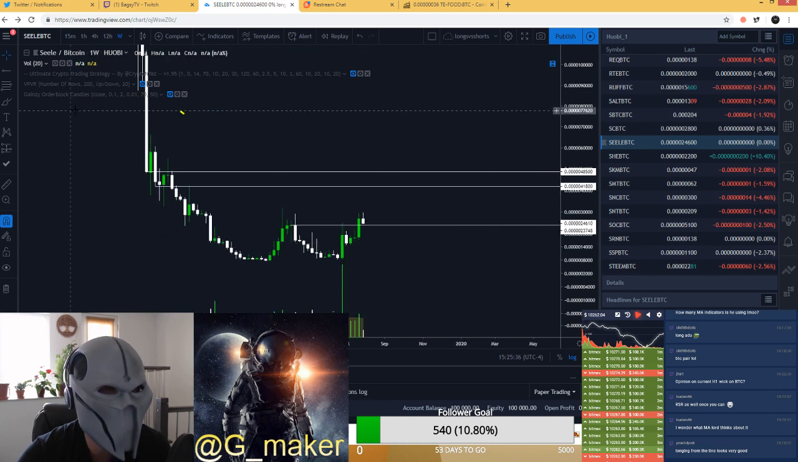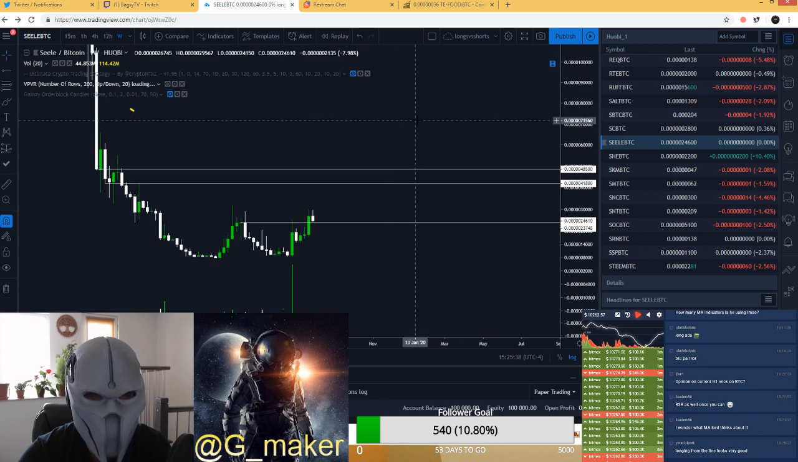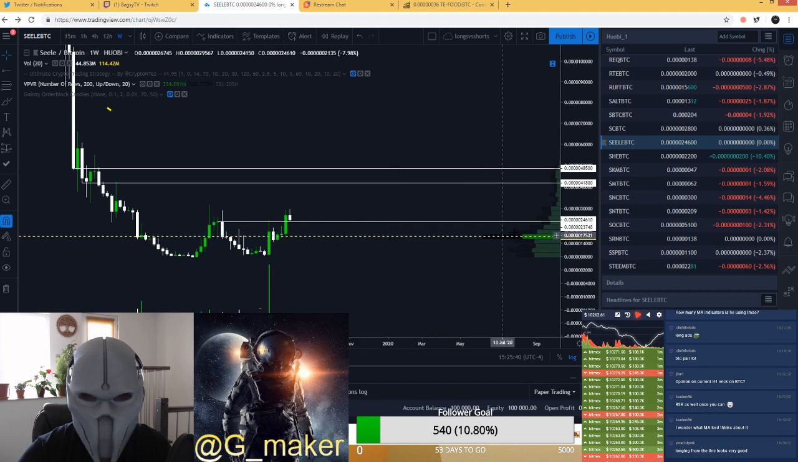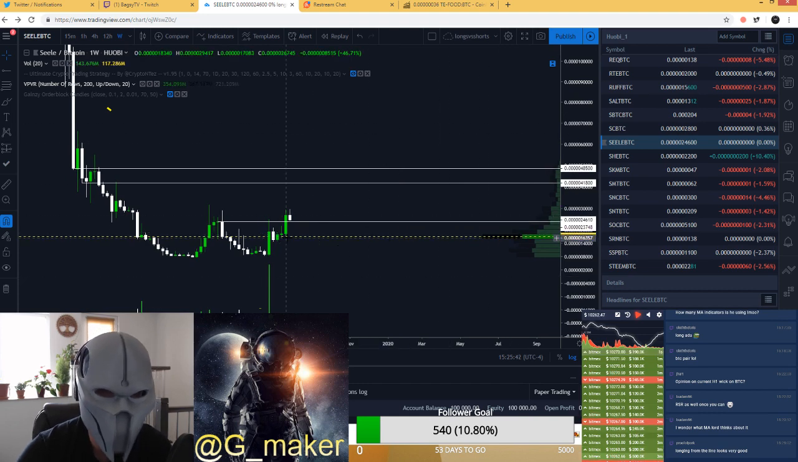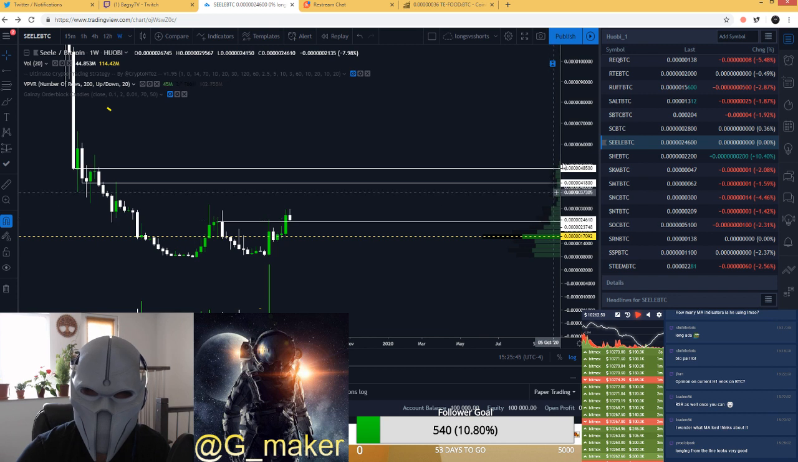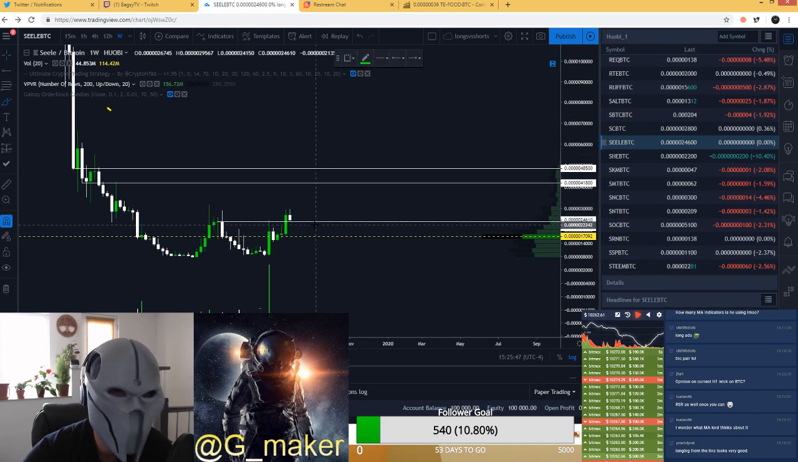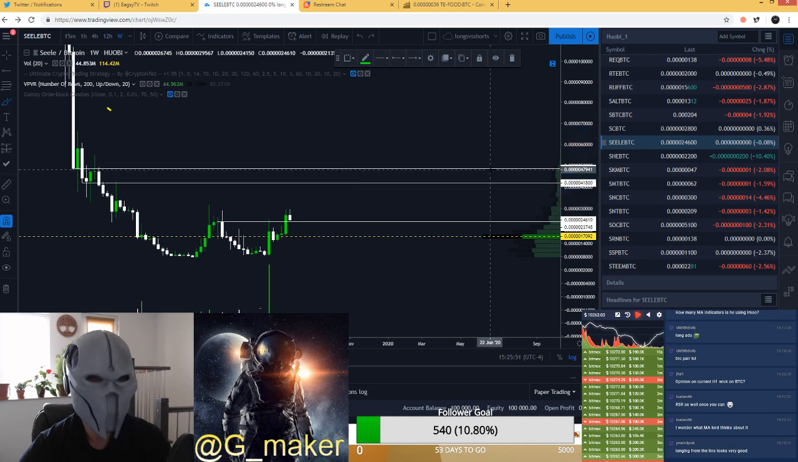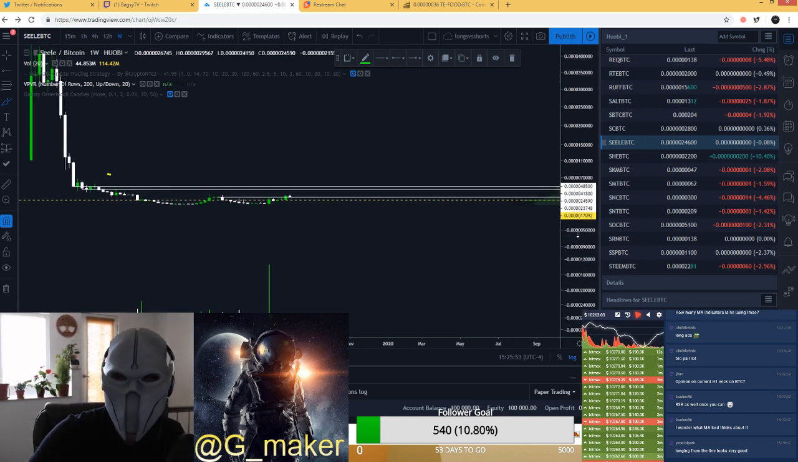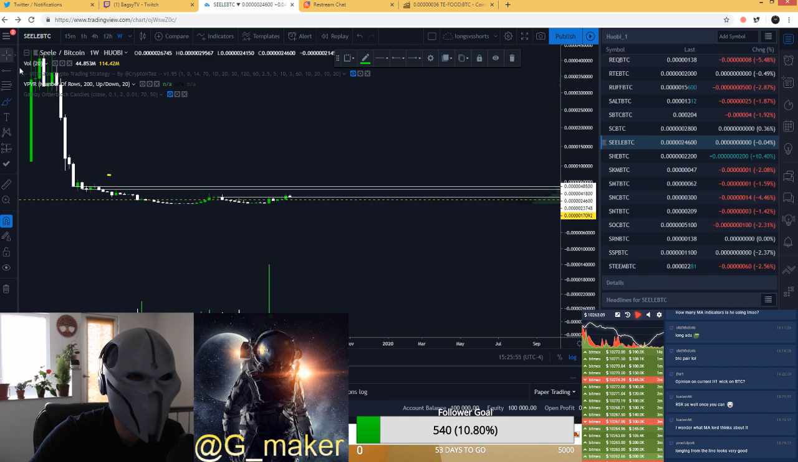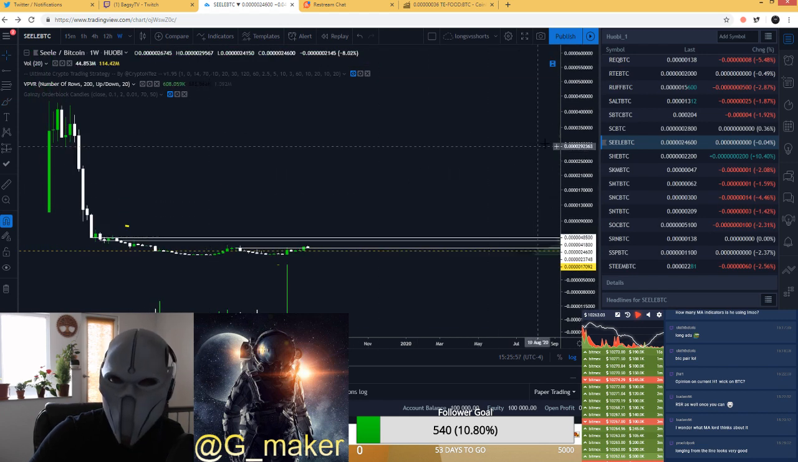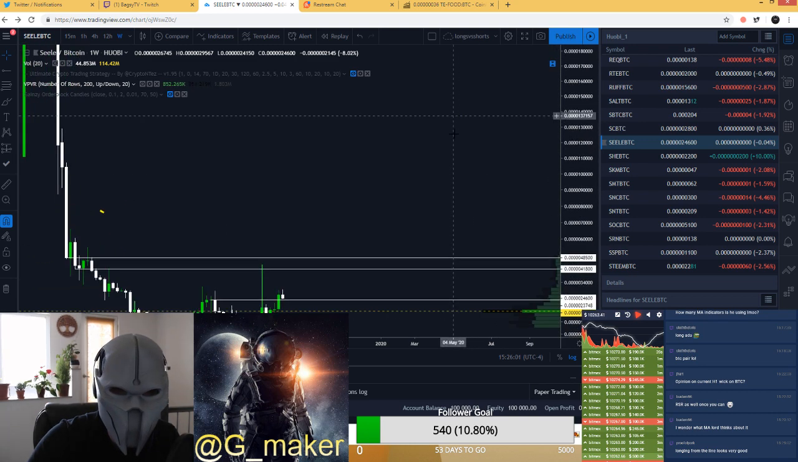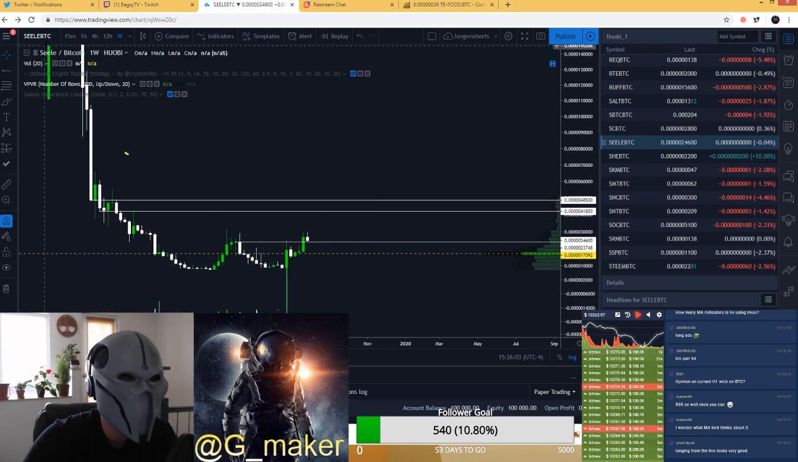418. Let's see what the VPVR has. So we just cleared the POC on a weekly. Retested it. There's nothing above here. There's literally nothing, it's thinner air. It's gonna pump. It's gonna do a SHE. This is your next SHE if it holds 2300.